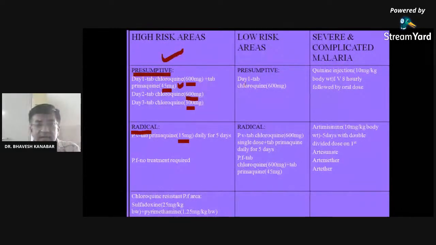Low risk area, not only day 1. It is the same as this high risk area. Right? Just remember only this part.